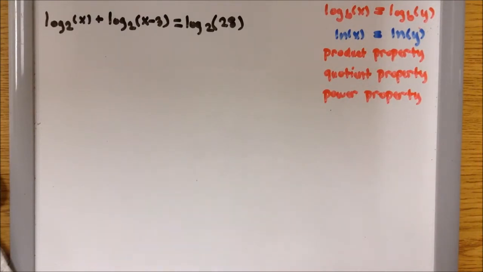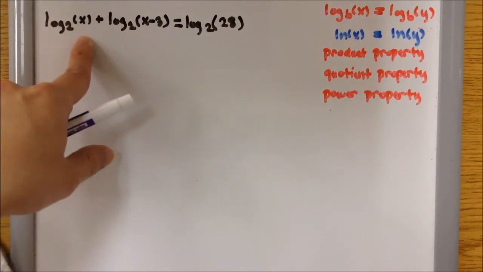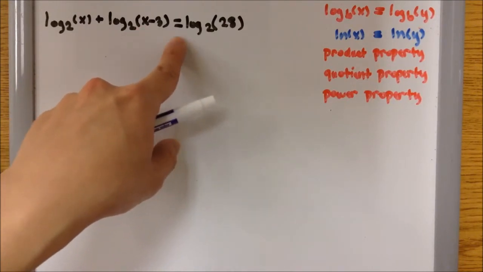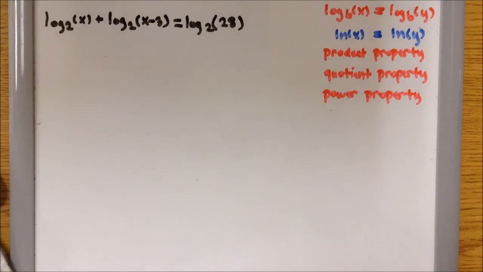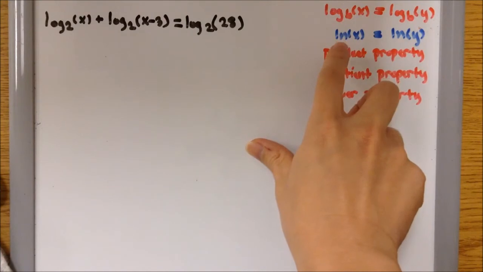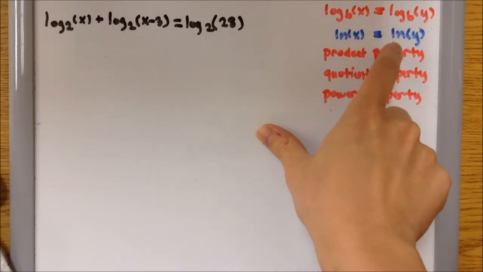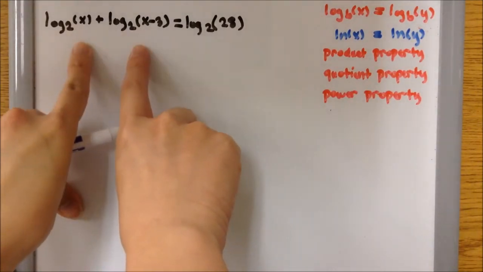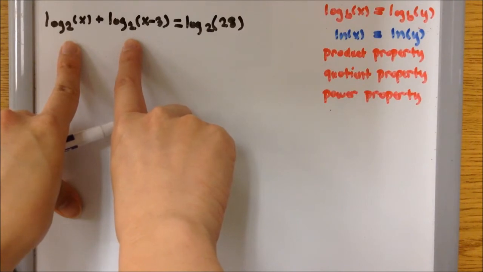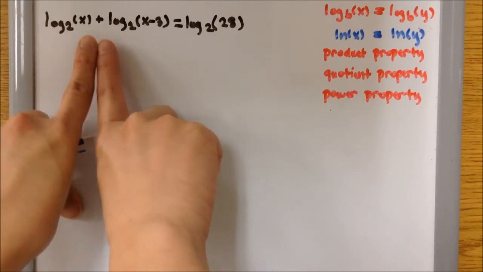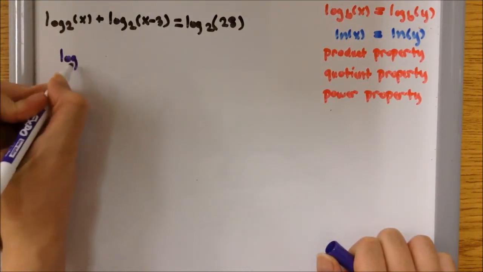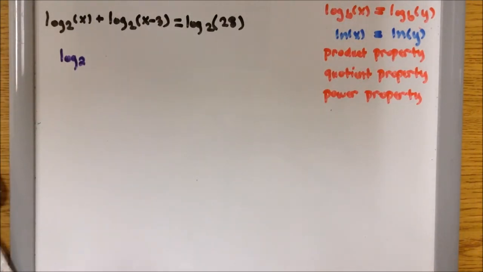So in this example, we have log base 2 of x plus log base 2 of x minus 3 equal log base 2 of 28. Now again, when we're solving a log equation, we always have to have one log or one natural log on the left side, one log or one natural log on the right side. Here, we have two logs with the same base on the left side. So if I were to combine as a single log of base 2, again, I would have to apply one of these three properties.